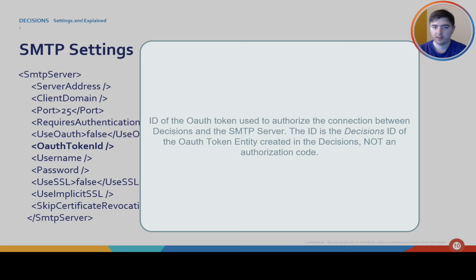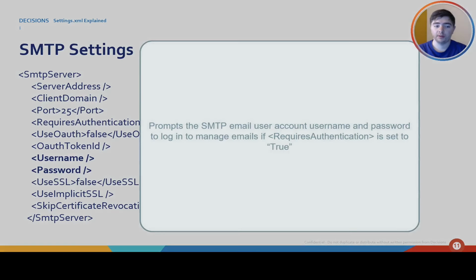So for example, if I integrated with Outlook email, and I needed to have an OAuth authentication with a Microsoft server, you would have to set that up in the Decisions OAuth settings. Then you would pull the ID from that OAuth token created in Decisions and map it here. Next, we have the username and password. If your server requires authentication, this is where you put in that information.